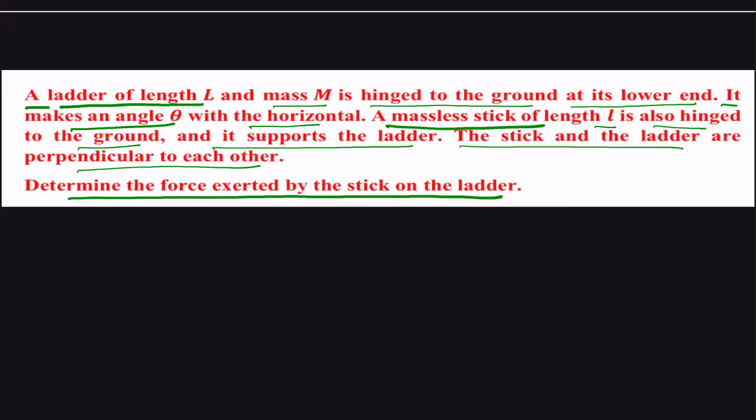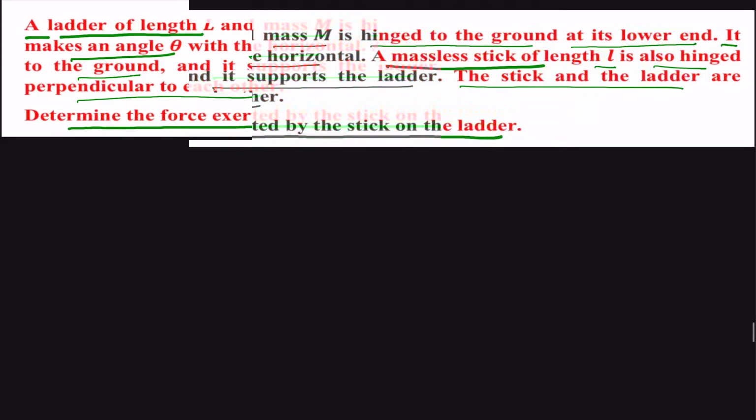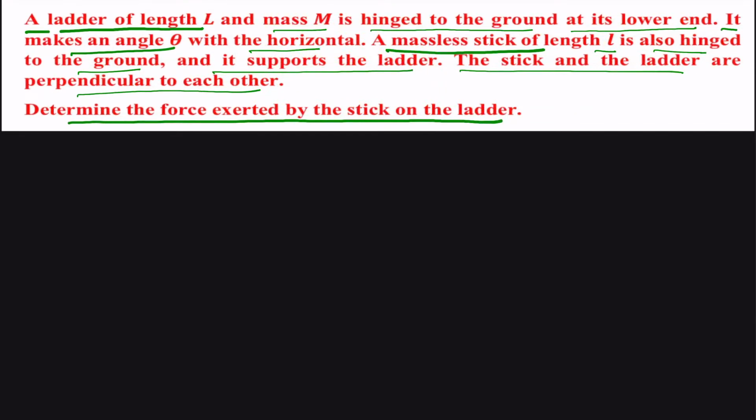So this is our basic question, and we can just draw the approximate figure. So we have a ground, and here we have a ladder, and this ladder has a mass of m and its length is given as capital L.